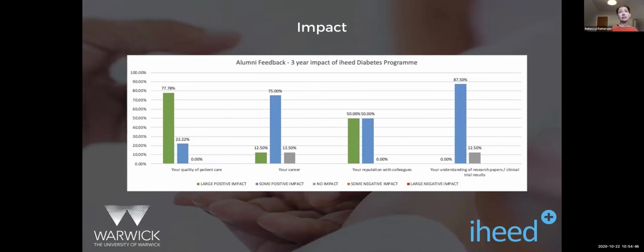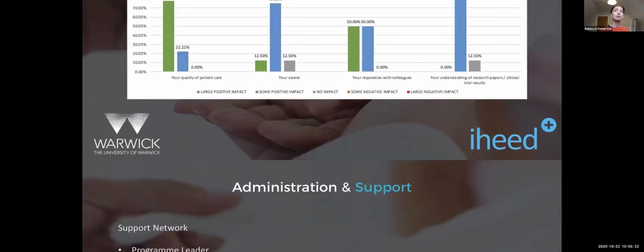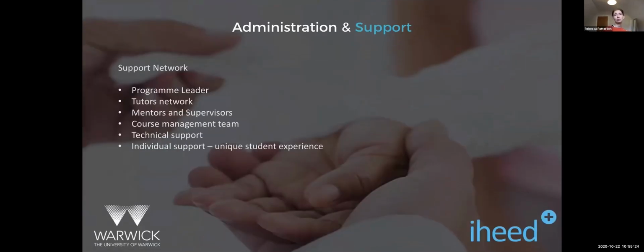So this is alumni feedback, three years after the program, on the impact of the diabetes program for that individual. And I think this is a wonderful graph. It shows the large positive impact on the quality of patient care before and after the program. You can see there's a large positive impact. There's some positive impact in terms of your career and reputation with colleagues. And this is a big one as well, in terms of understanding research papers, clinical trials, etc. The confidence of clinicians in understanding those scientific research papers is hugely enhanced as well. So the impact of the program three years out, you can just see it's really beneficial.